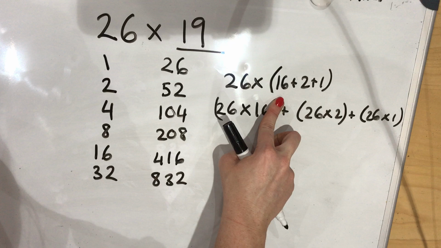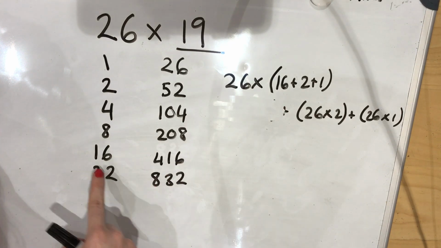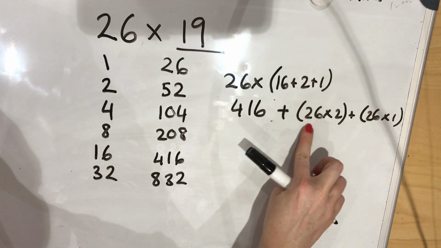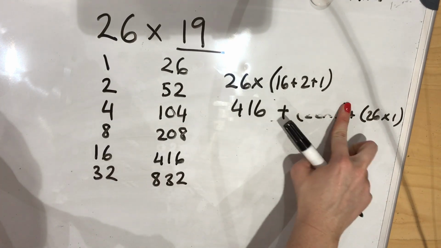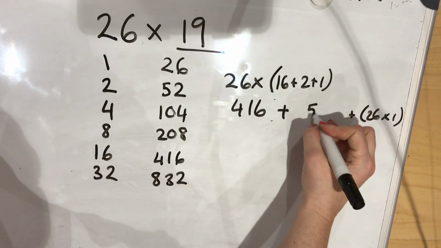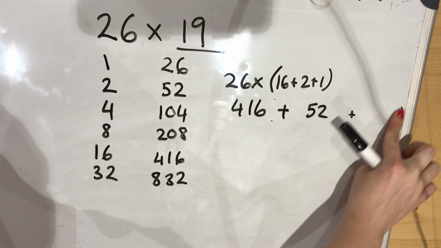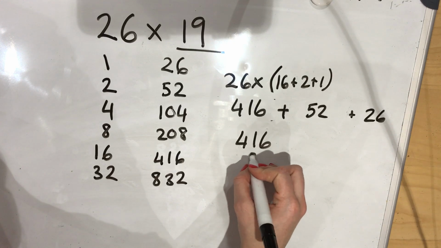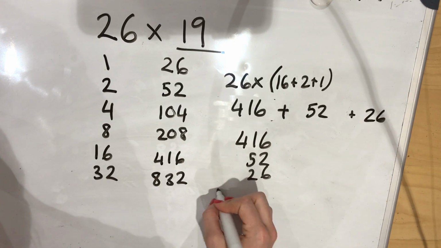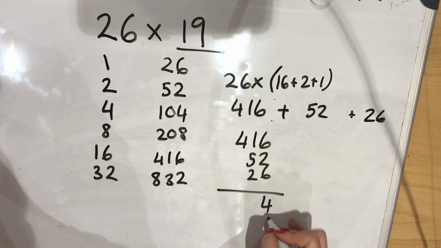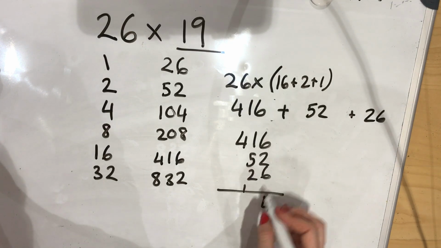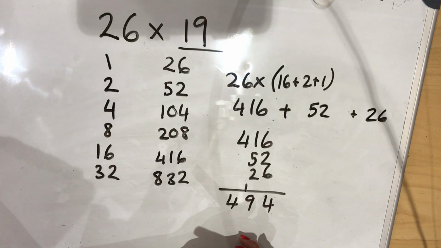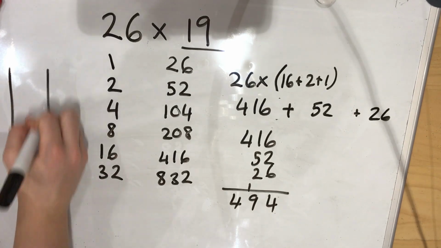So 26 multiplied by 16, I can see is 416. 26 multiplied by 2 is 52. And 26 multiplied by 1 is 26. So 416 plus 52 plus 26. So that's 4, carry the 1, 7, 8, 9, 4. So your answer should have been 494. Let's check using the grid method.